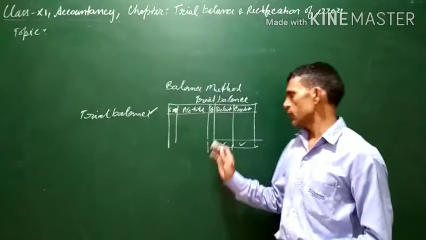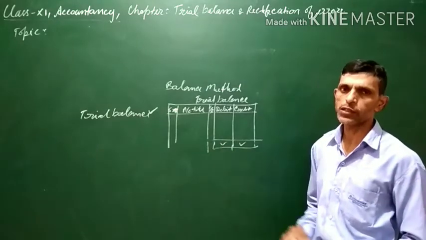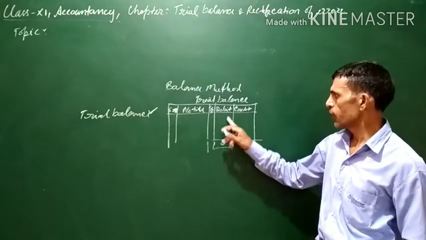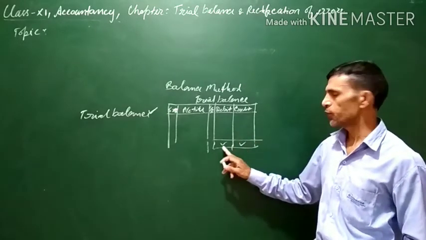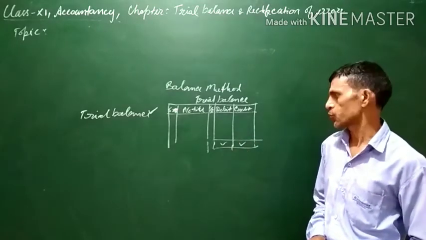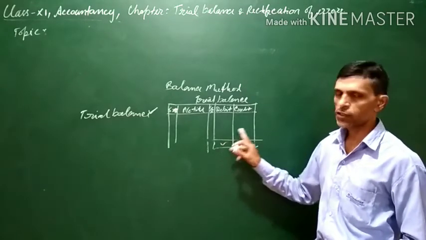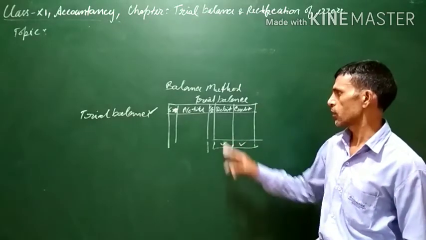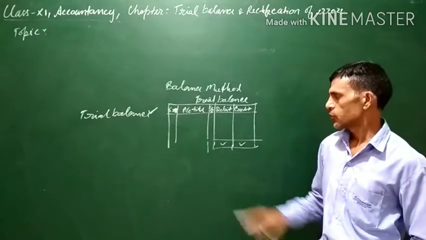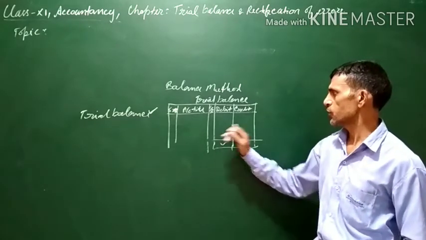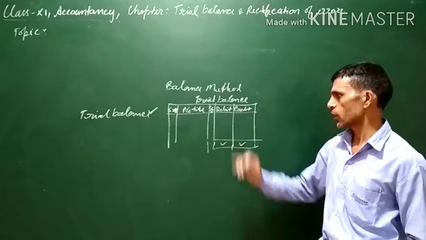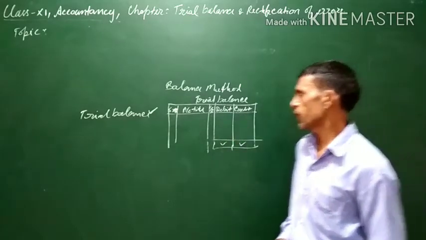Now, if it does not tally, what is the very first step you have to do? You have to retotal the debit side as well as the credit side to find out if any mistake is there in the totaling also. Suppose you find that there was an error in the totaling, so you can correct the error right here itself. Now, suppose it is not detected, and the totals are both the same, then what do we have to do?